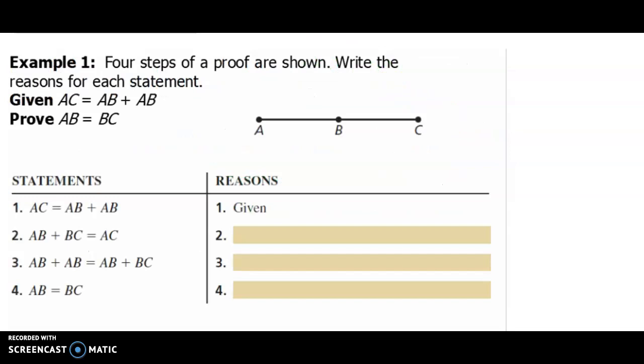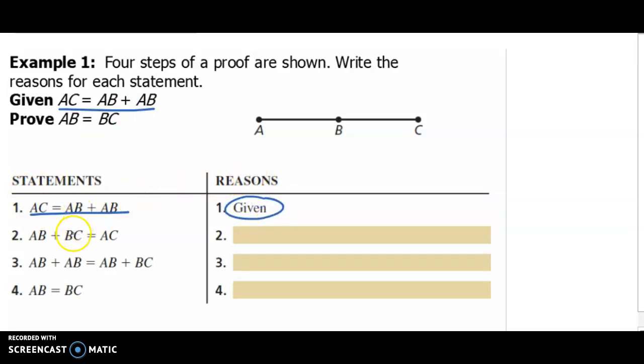All right, our first few examples are going to be rather easy, so we're just going to follow along. They've given us the left-hand side of the equation. All we have to do is fill out the right-hand side. So we're given that AC equals AB plus AB. Okay, that's just given. That's our reasoning.